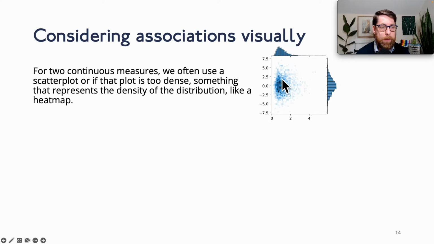Now, for two continuous, here's an example. I use a heat map, and the heat map shows the density. You could also do a scatter plot. This particular plot's kind of neat because it also shows each individual distribution on the sides here, as well as the values.